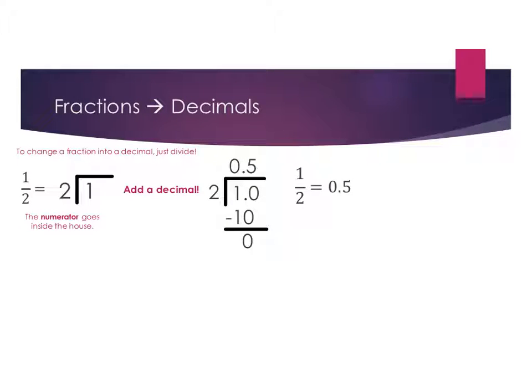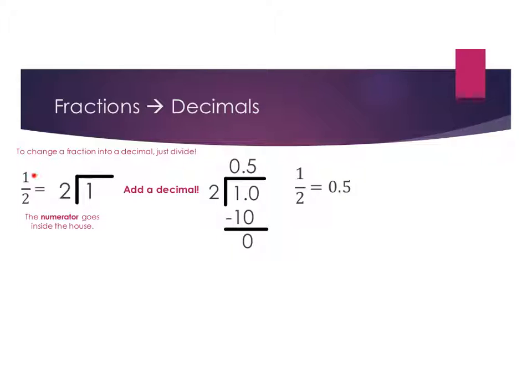Okay, let's talk about how to change a fraction into a decimal. We learned how to do this previously, so I'm just going to review it very quickly. Remember, you can always go back on the video and rewatch what I showed you if you forget later on when you're doing your assignment. So to change the fraction into a decimal, we just divide. The numerator goes inside the house, the denominator goes outside the house.